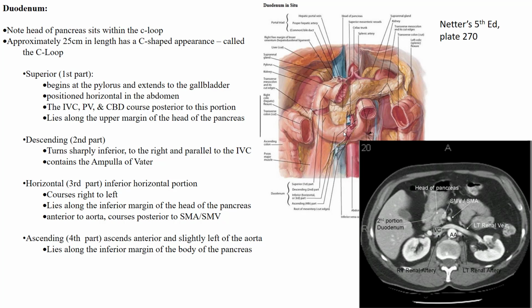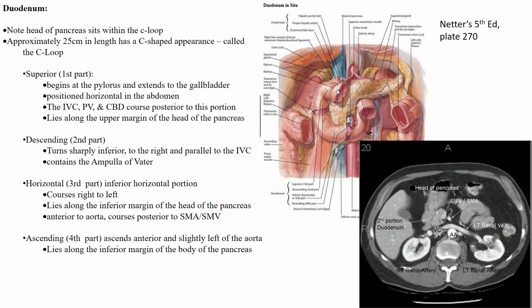And the different portions of that C-shape are the superior portion, the first part. It begins at the pylorus, so the stomach would be attached here, and the pylorus would come down and attach to that first part of the duodenum, and extends all the way over to the gallbladder, and the gallbladder has been removed here, so we don't see that. It's horizontal, so it goes straight across here in the body, within reason. That's the most general position of it, is horizontal.